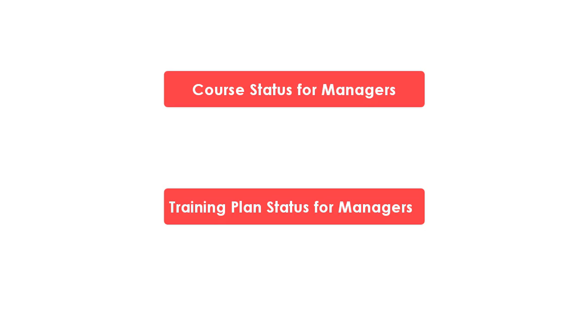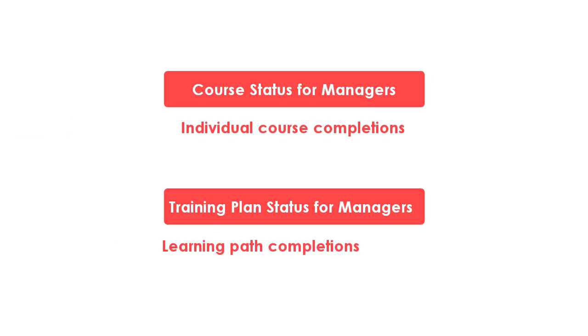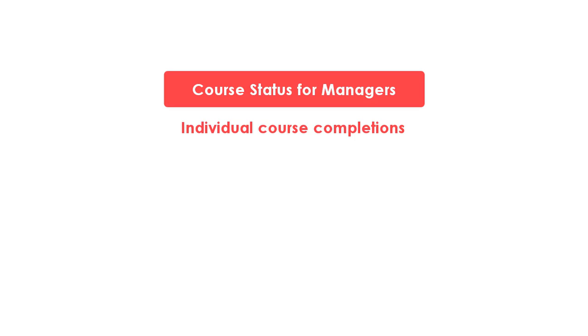These reports are very similar. The main difference between them is that Course Status for Managers shows individual course completions, while Training Plan Status for Managers shows learning path completions. Which one you use depends on what information you're looking for. For this example, let's say you want information on individual course completions, so we'll need Course Status for Managers.